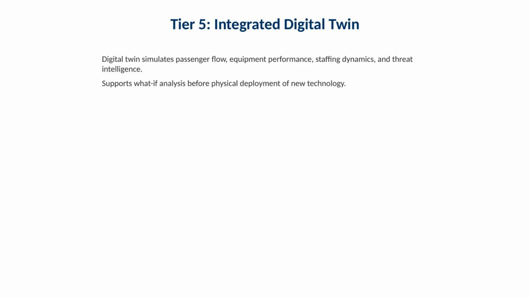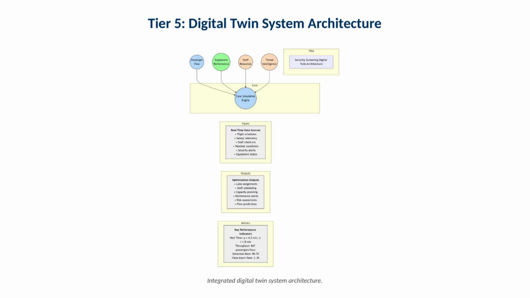Tier 5 builds a digital twin of the screening ecosystem. The goal is to simulate passenger flow, equipment behavior, and staffing together so you can test upgrades safely. This is where you catch second-order effects, such as a new scanner improving detection but shifting congestion to a different bottleneck. The architecture combines multiple simulation modules: passenger flow simulation, equipment performance modeling, staff resource dynamics, and threat intelligence integration. Together, these modules allow what-if analysis under realistic variability in arrivals, false alarms, equipment degradation, and staffing.